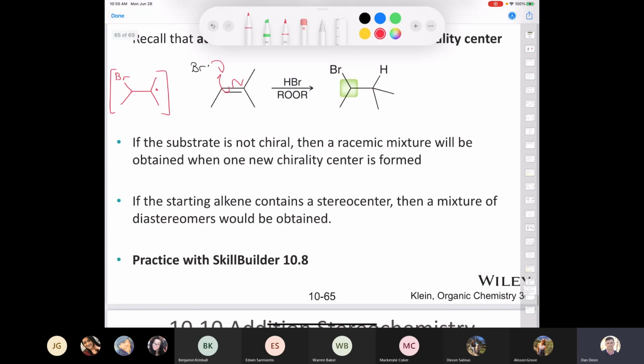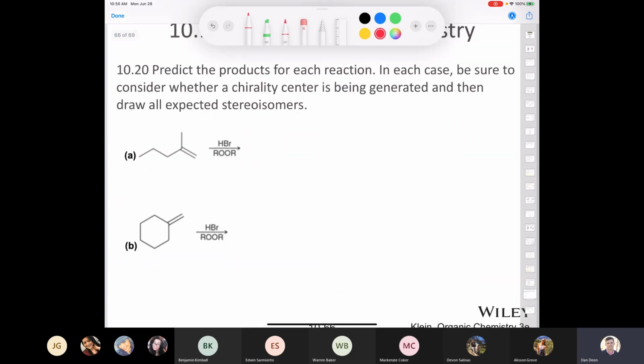Well, with all that in mind, let's take a look at one more problem. It says predict the products for each reaction. In each case, be sure to consider whether a chirality center is being generated. Then draw all expected stereoisomers. So what's going to happen? We're doing anti-Markovnikov addition of HBr across the double bond in both cases.